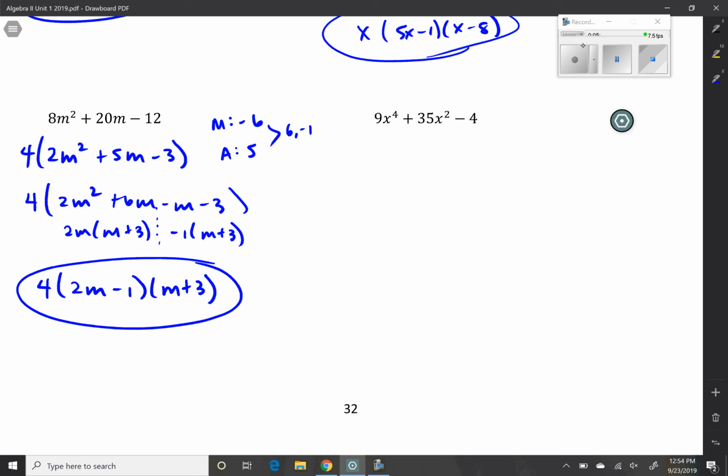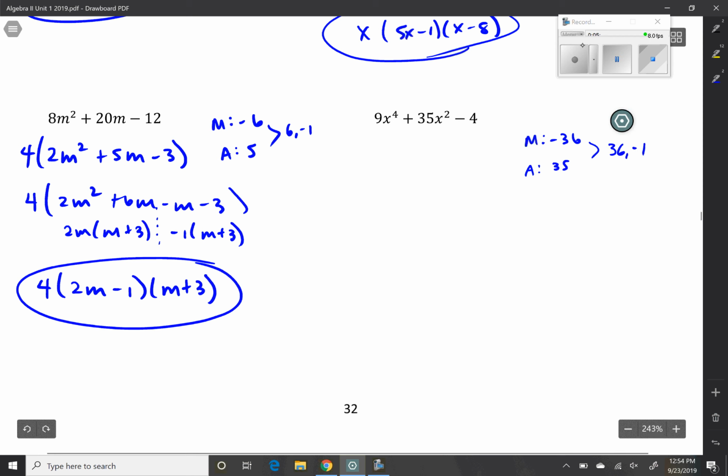All right, lastly, we have something to the fourth power. Now, we haven't seen that in class, but you actually did see this in Algebra 1. When we do this factoring method, we just have to remember that we're breaking it down into an x squared and an x squared instead of an x and an x like you did here, or in this case, m and m. So same thing, AC method. What multiplies to make negative 36 but adds to make positive 35? That would be positive 36 and negative 1.